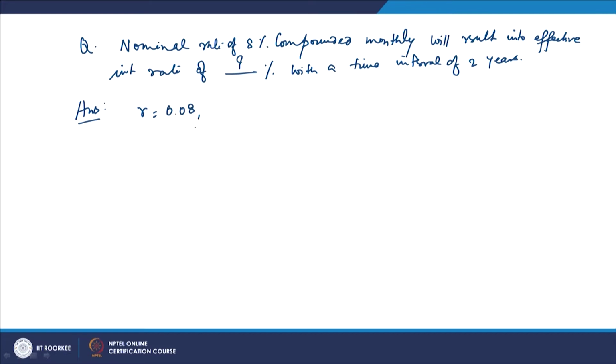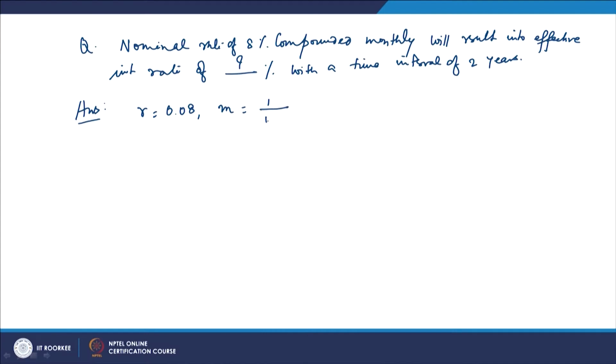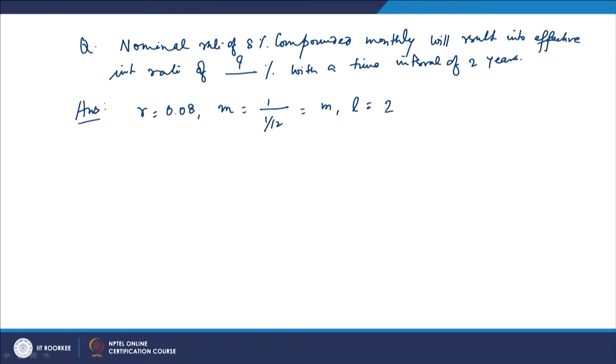Then it is compounded monthly, and we know that m is the reciprocal of the compounding period in years, so it will be 1 by 12. And L is the period for which you have to find the effective interest, so it is 2 years. So L will be 2. Now we can apply the effective interest rate formula.